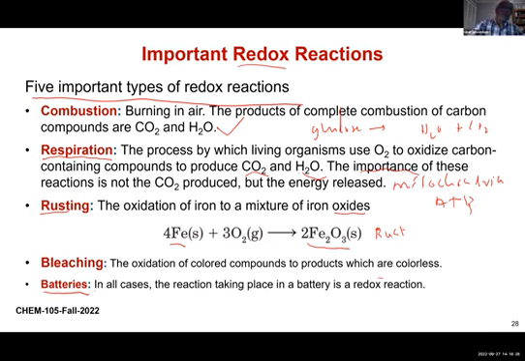Now there are 5 important types. If I ask which reaction is redox, if one of these 5 is there, that's a redox. Precipitation reactions and acid-base reactions are not redox reactions. So you have to see which ones are redox reactions. Single displacement reactions, combustion, respiration, rusting, bleaching, and batteries are examples of redox reactions.